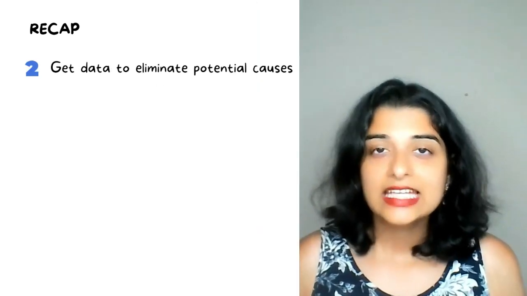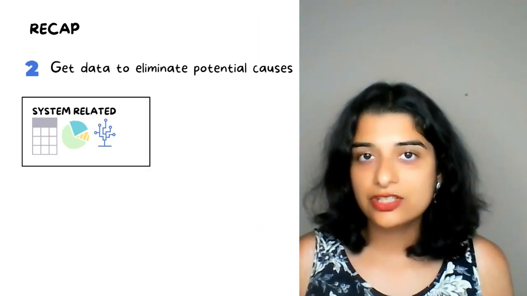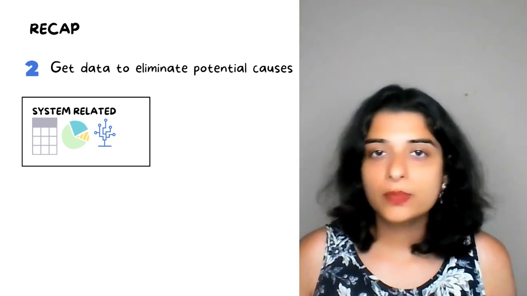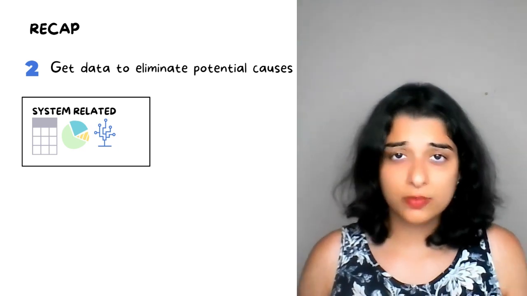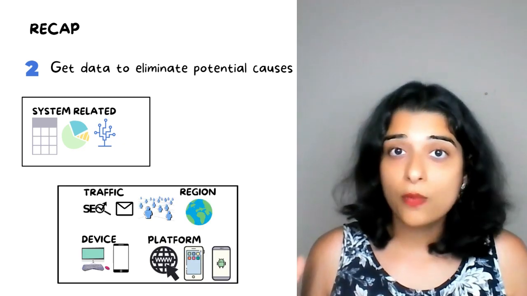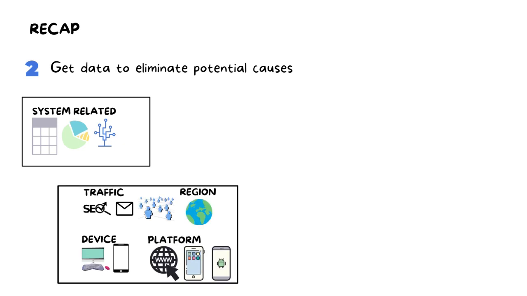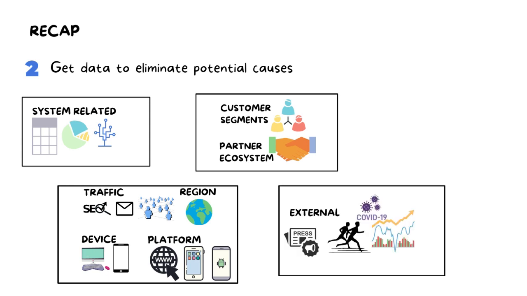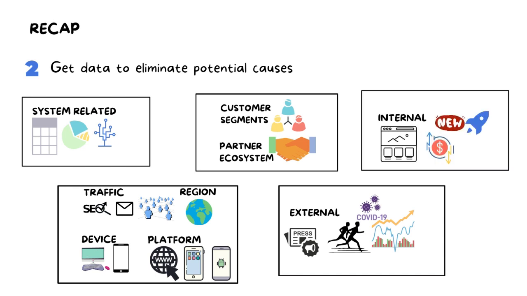Step 2, get data to eliminate potential root causes. I recommend that you keep all the attributes and the questions that I talked about in step 2 in your mind, and use the time in the interview to just think about them and apply those questions that are relevant to the situation. This way, you will make sure that you come across as someone who is thinking holistically and not making assumptions, another characteristic of a strong hire.